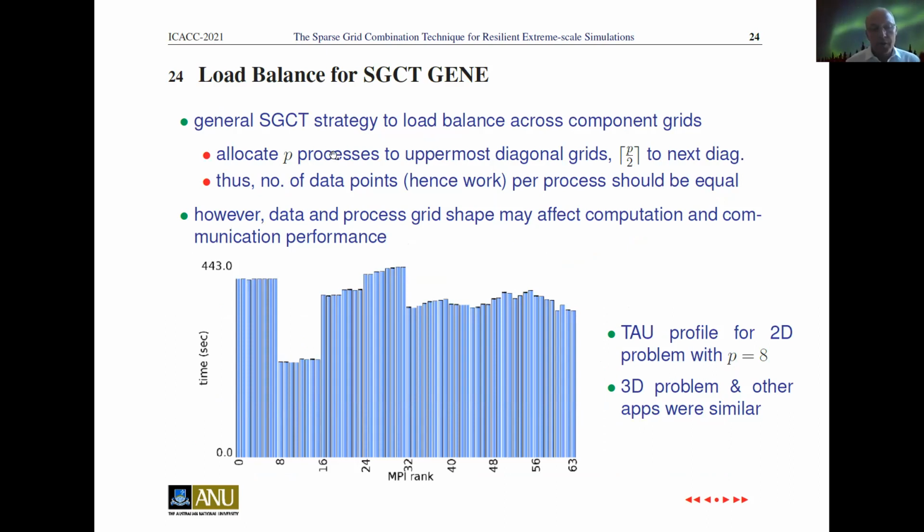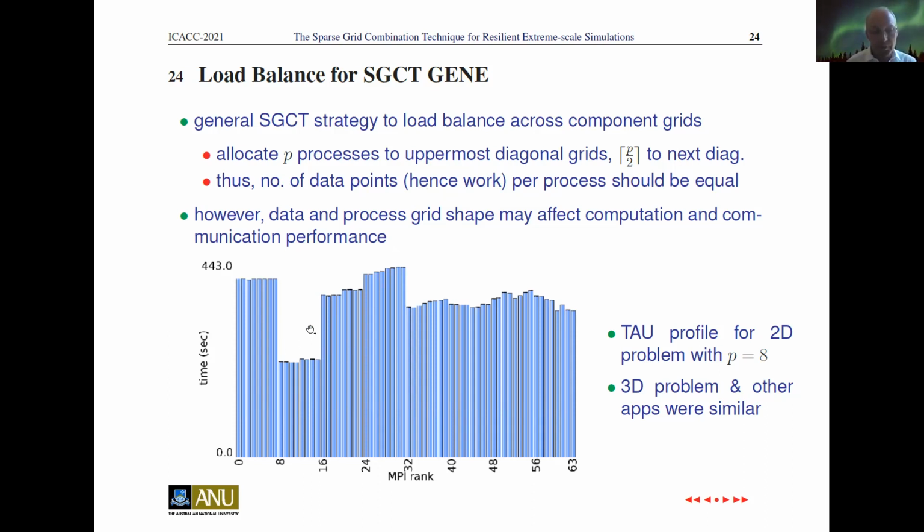Now, our general strategy for the combination technique is to balance work across the grids, and the uppermost diagonals get twice as many points as the next diagonal. This is basically because we have twice as many points on the upper diagonals, and they therefore work. However, this is only a first approximation.